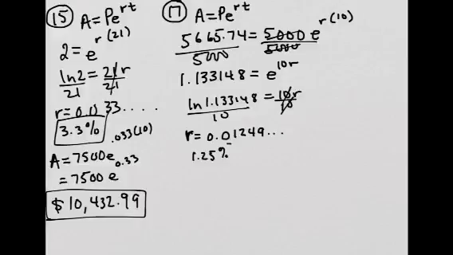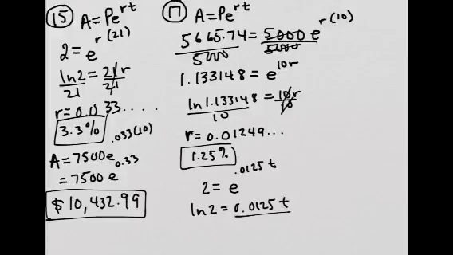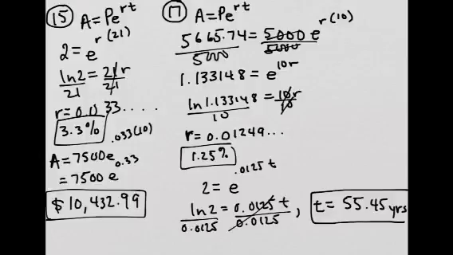So the percent here is 1.25 if we round it to that. So 1.25%. Okay, time to double would be 2 equals e to the 0.0125t, because we're trying to find out how much time to double. And so this is natural log of 2 equals the exponent. We're going to divide by 0.0125 on both sides. And so when you plug it in to the calculator, you get that it takes almost 55.5 years to double the money at that percent.